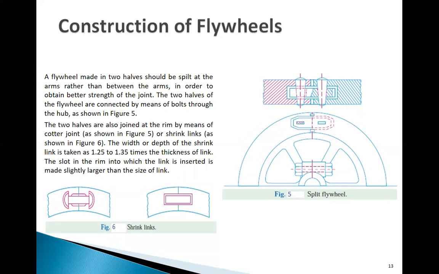The two hubs are also joined at the rim by means of cutter joint, as shown in figure 5, or shrinking, as shown in figure 6. The width or depth of the shrinking link is taken as 1.25 to 1.35 times the thickness of the link. The slot in the rim into which the link is inserted is made slightly larger than the size of the link.